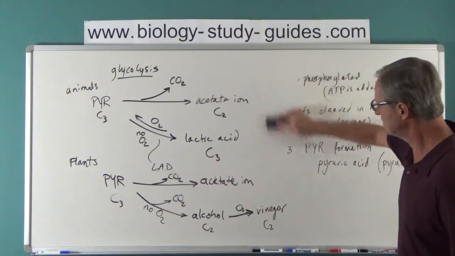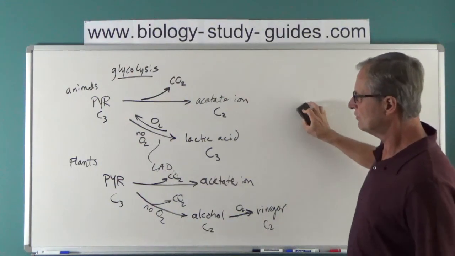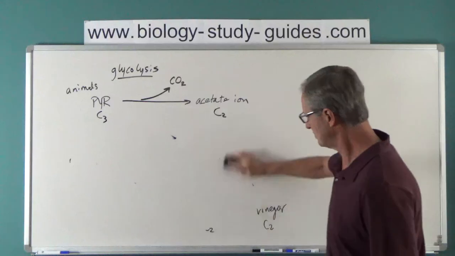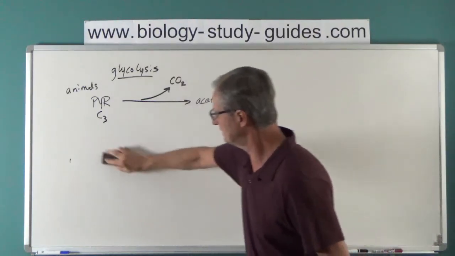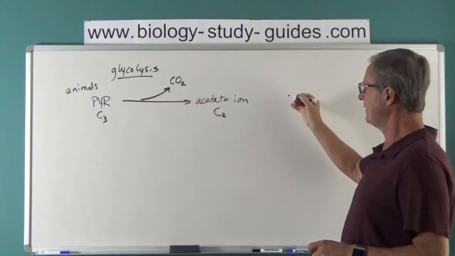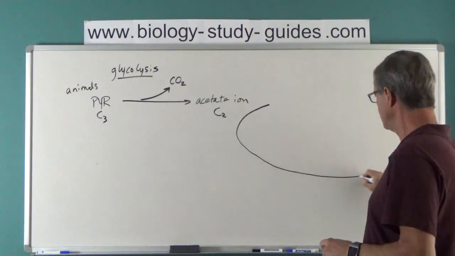I'm going to take this part off, and we're just going to consider this. We'll just consider what goes on in plant or animal tissues here. And we have our acetate ions. What we have now is what we suggested is Krebs cycle going on inside mitochondria.